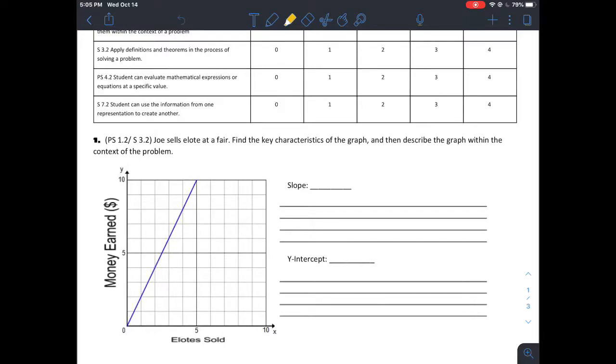So finding slope, remember, is rise over run. Rise is y values. Run is x values. What do the y values represent? Well, y values represents the money earned, and the x values represent the lots sold.